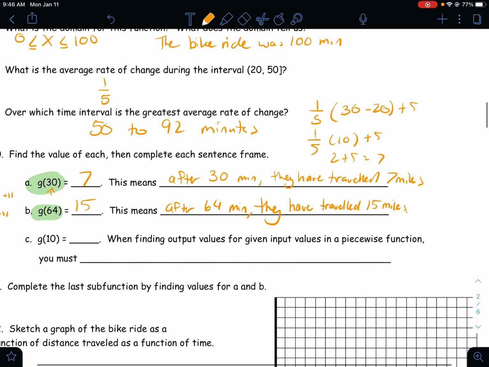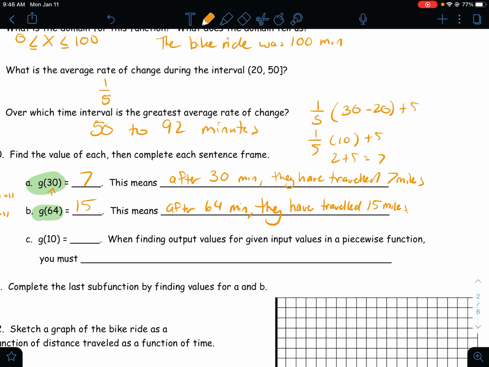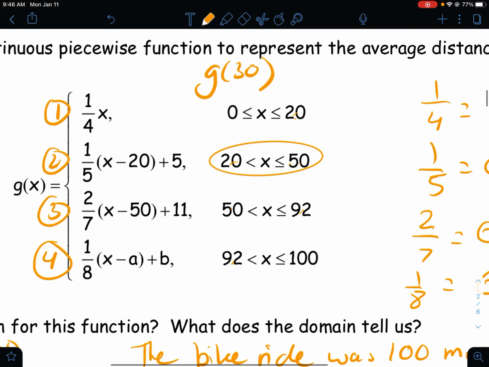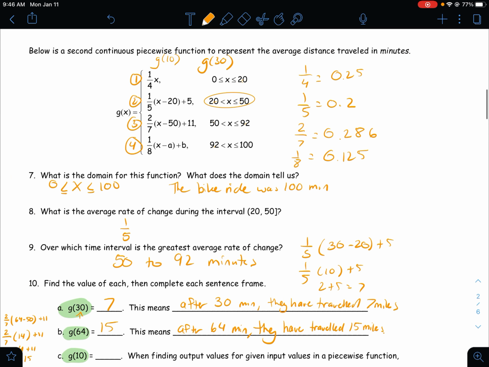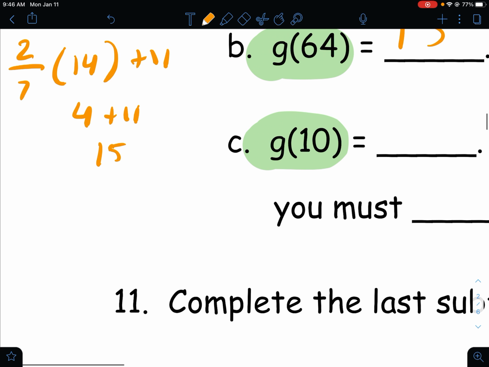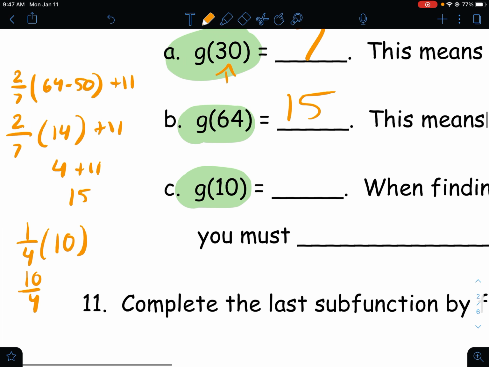All right, then I've got g of 10. So let's go ahead, take a look. Which equation am I going to use here? If I'm trying to find g of 10, I am going to use the first equation. So let's plug in to 1/4 x. So we've got 1/4 times 10, which is going to give us 10 over 4, which is equal to 2.5.